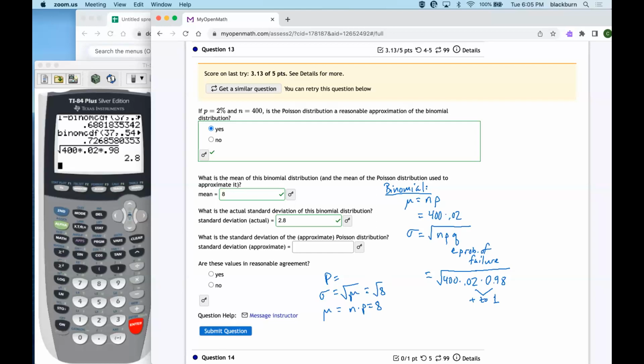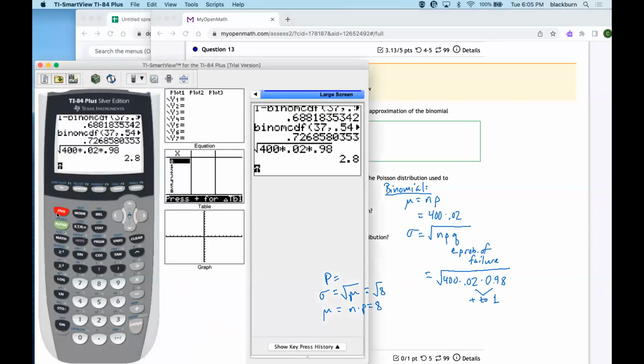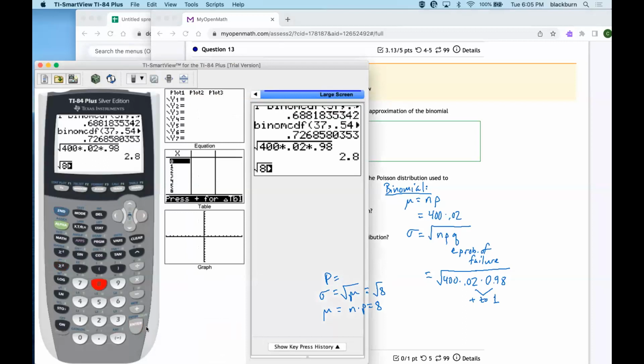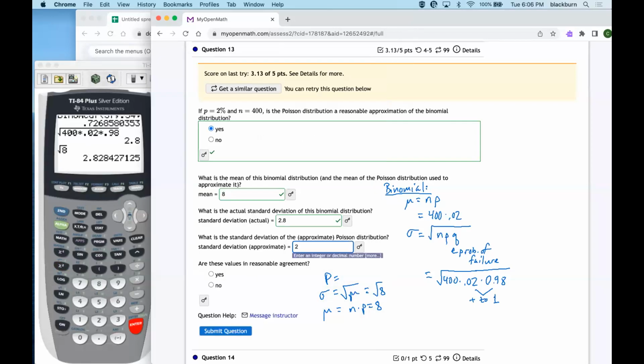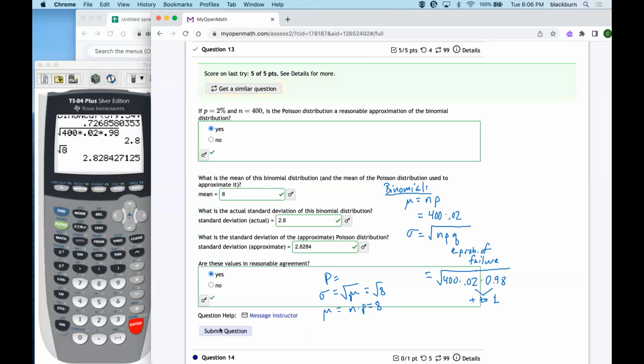Square root of 8 is 2 point, what do I got? 2.8284. Are those two pretty close? They are pretty close. So are these values in reasonable agreement? Yes, they are.